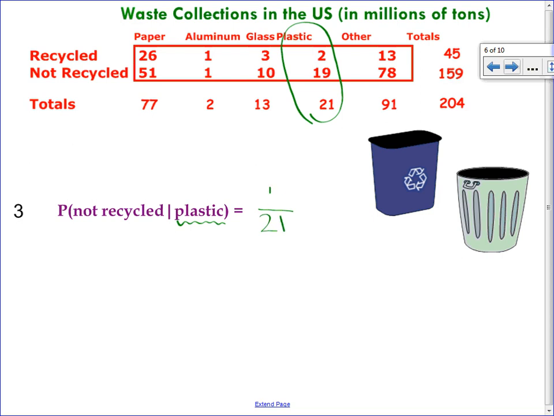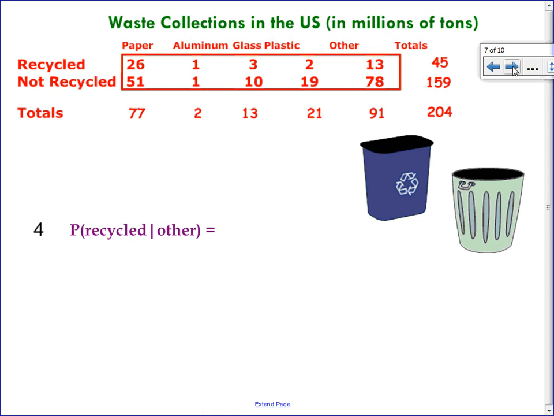I think you're probably getting the hang of it by now. On this one, we're focusing on the other items. We want to pick the probability of something that's recycled out of the total in the other category.